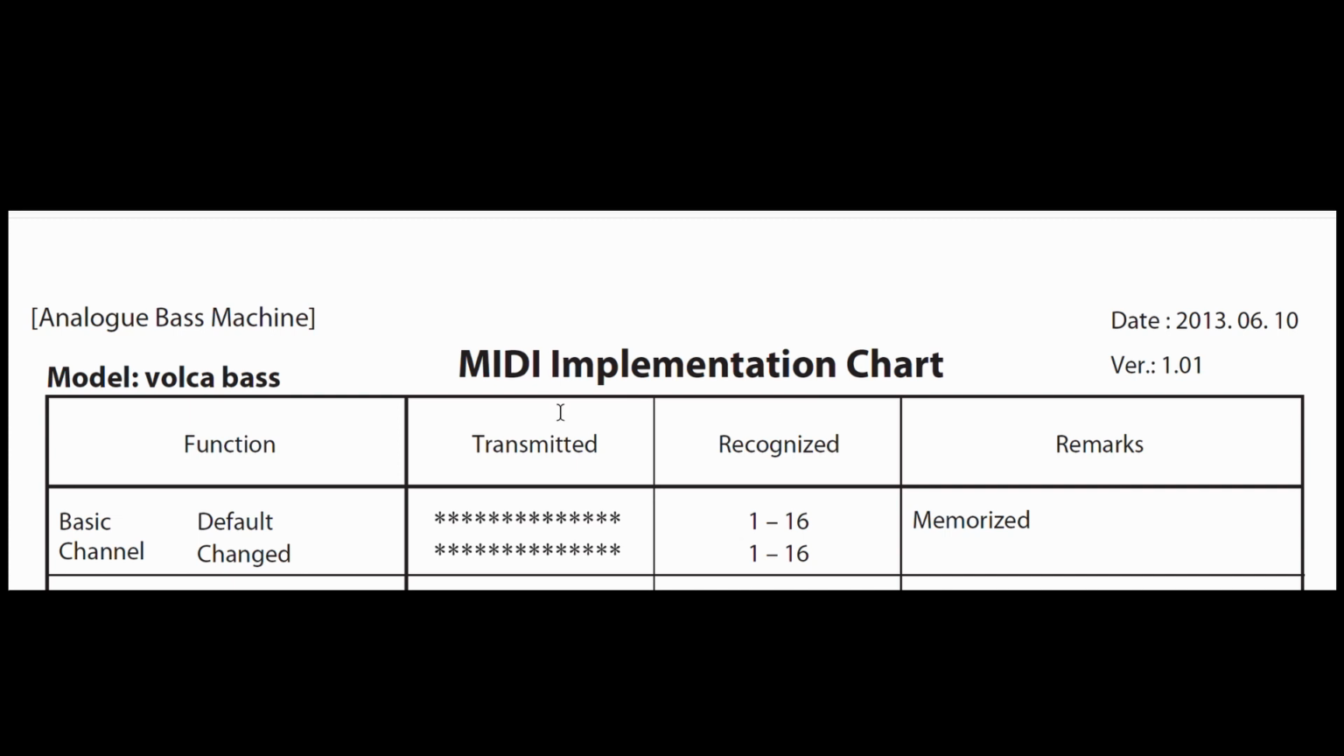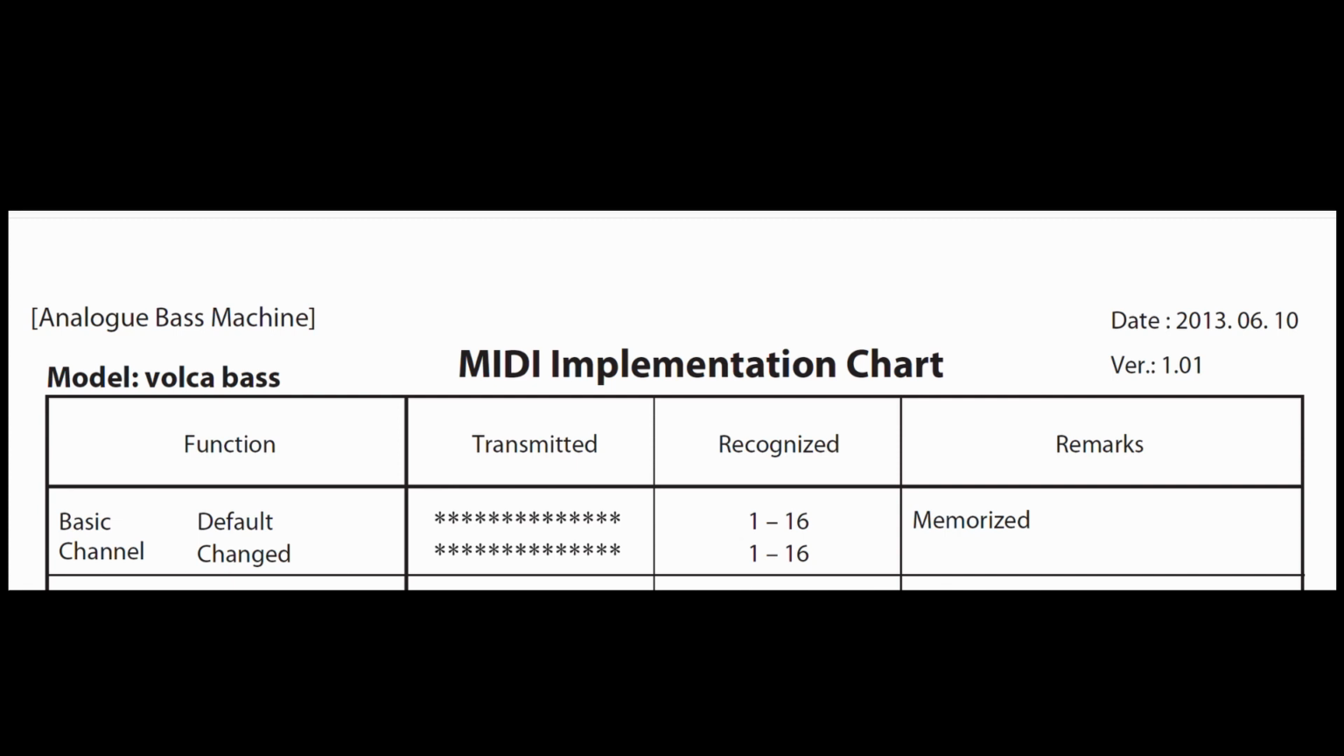A MIDI implementation chart is a standard document that you should be able to get for any of your instruments that use MIDI. So if you understand how one of them works, you will pretty much get all of them. So across the top, it'll tell us what that function is, if it sends that information, if it can receive that information, and any specific things that we should know about it.